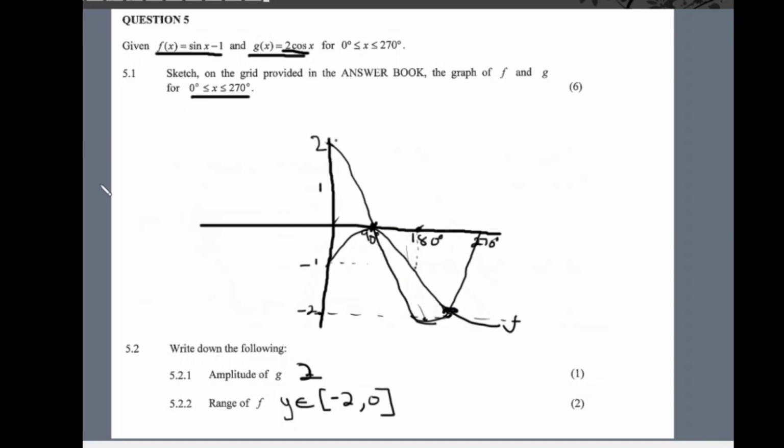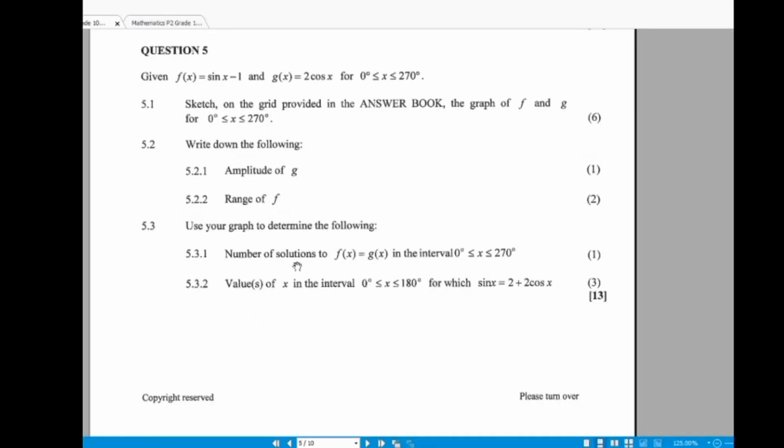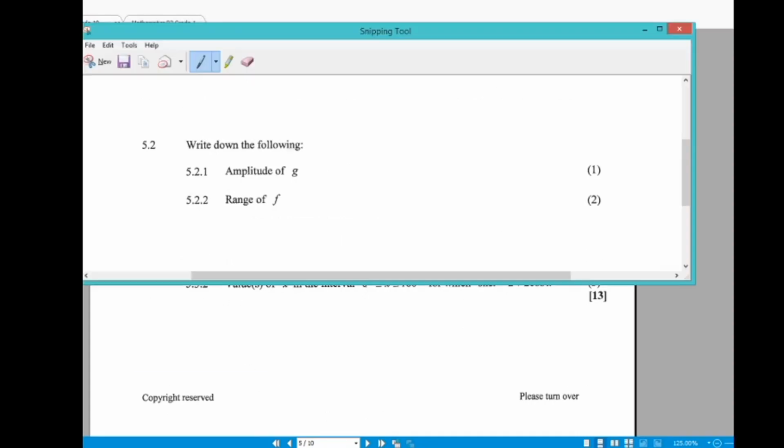So for 5.3.1, there are 2 points of intersection. Which means there are two solutions to this equation, right? Now moving on to 5.3.2.